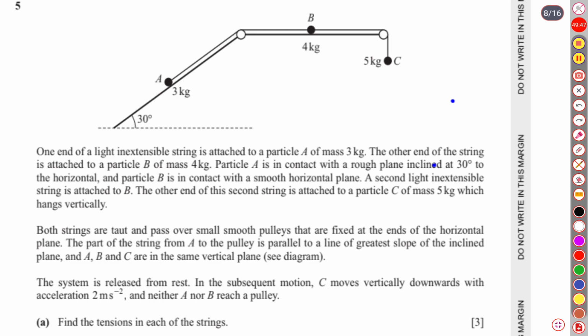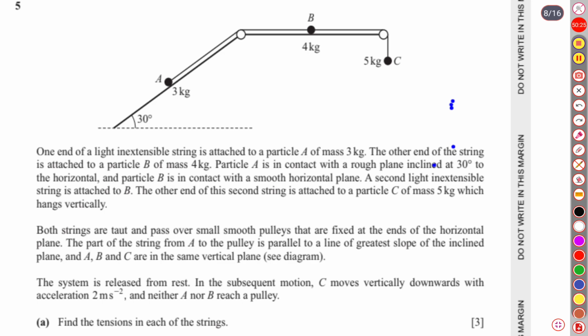Both strings are taut and pass over small smooth pulleys that are fixed at the ends of the horizontal plane. The part of the string from A to the pulley is parallel to a plane of greatest slope of the inclined plane, and A, B, C are in the same vertical plane. The system is released from rest. In the subsequent motion, C moves vertically downwards with acceleration 2 meter per second square, and neither A nor B reach a pulley. Find the tension in each of the strings.